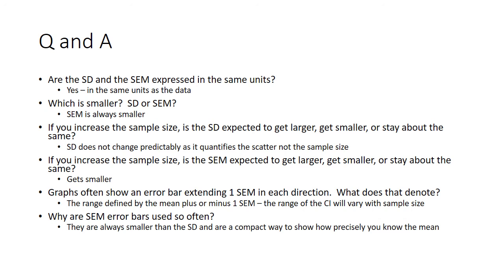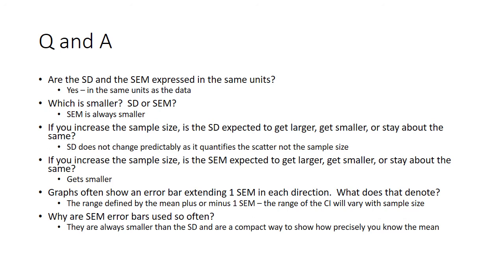Graphs often show an error bar extending one SEM in either direction. What does this denote? Basically, this is the range defined by the mean plus or minus one standard error of the mean. The range of the confidence interval is going to vary with the sample size we're looking at, because SEM is directly proportional to how large our confidence intervals are going to be. Usually, two standard errors of the mean either way is going to be based on a 95% confidence interval. And then why are SEM error bars so often used?